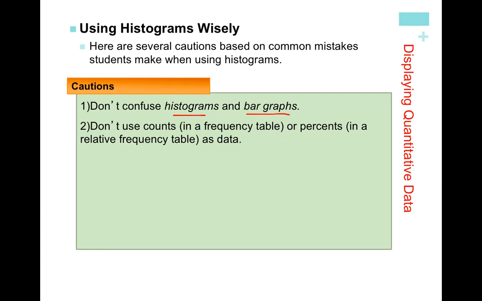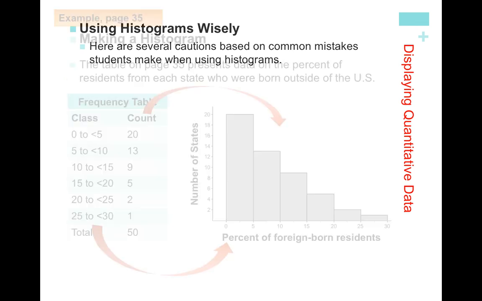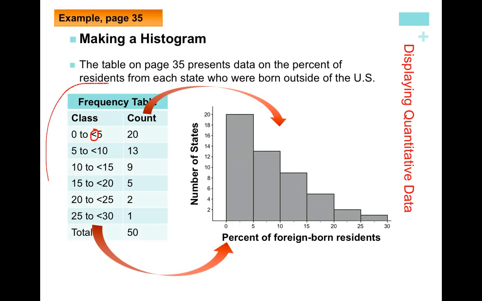And then you don't want to use the counts in the frequency table as the data. If I go back to this frequency table, I don't want to say that my data set is just 20, 13, 9, 5, 2, 1. Instead, this is already telling me that there were 20 states in this group. So I went through that raw data set, which you can find on page 35, and I counted that there are 20 states in that category. And then I counted that there were 13 states in the next category. So again, this is not the data set. This is just how many are in each set.